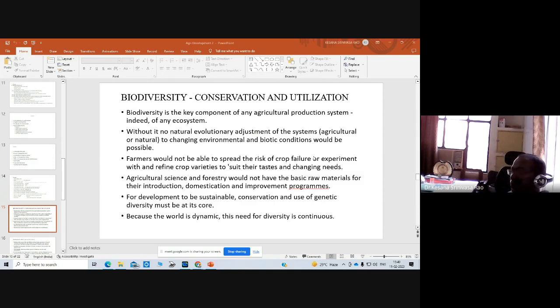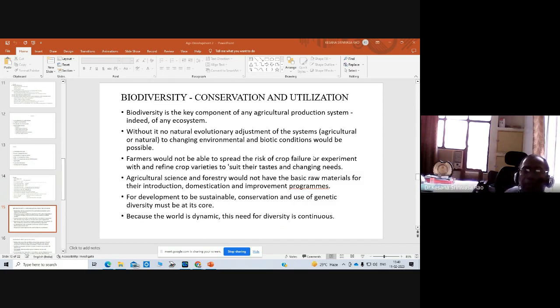The second aspect which we have to think about is biodiversity, conservation and utilization. Bio means, as you all know very well, this biodiversity, the plants and species and other things, which are very, very important in this. There are several types of plantation which are taking place there, that is also a part of agriculture only.